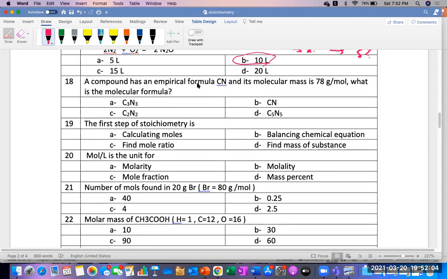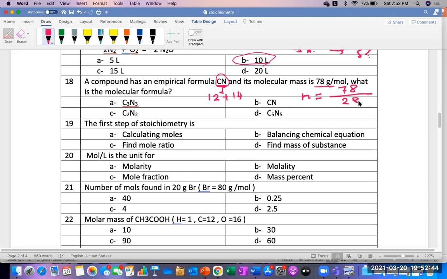A compound has an empirical formula of CN, so this is the empirical formula, and its molecular mass is 78. So what is the molecular formula? To find the molecular formula, okay, we need to find how many times the empirical formula is repeated, and to find this one, we have a formula for this. The formula will be the molar mass of the compound, which is 78, over the molar mass of the empirical formula, which is carbon and nitrogen. And we know that carbon is 12 and nitrogen is 14. So this one will be 26.